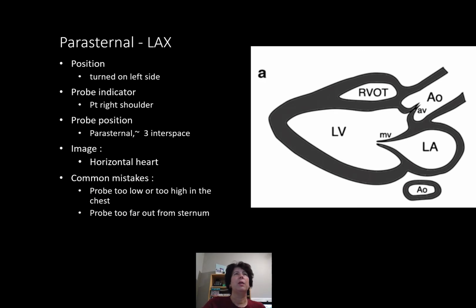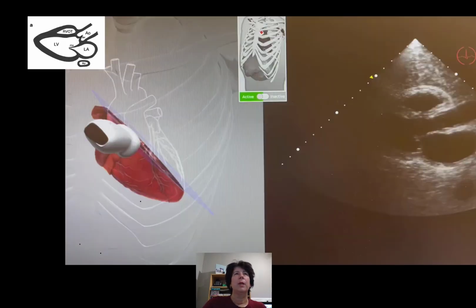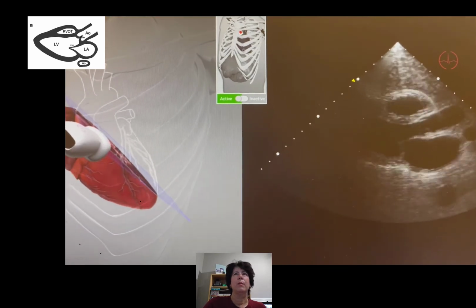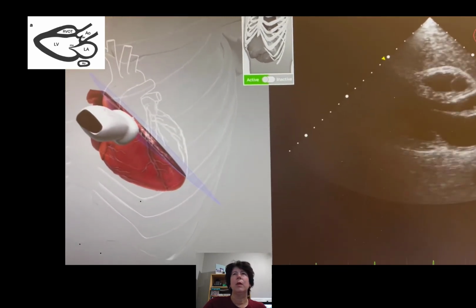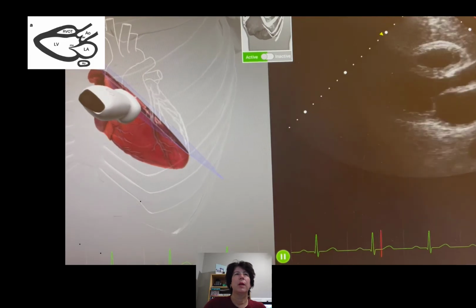So we'll just run through that. You're going to turn the patient on the left side. The probe indicator is going to point to the patient's right shoulder. You're going to be parasternal, so very close to the sternum to find that window between the lung and the sternal border. Around the third interspace, you want to see a nice horizontal heart. And common mistakes are that we're either too low or too high on the chest wall, or you're moving the probe too far out from the sternum. Okay, so here's what that looks like. So a nice horizontal heart, and we're mostly focusing on this area.